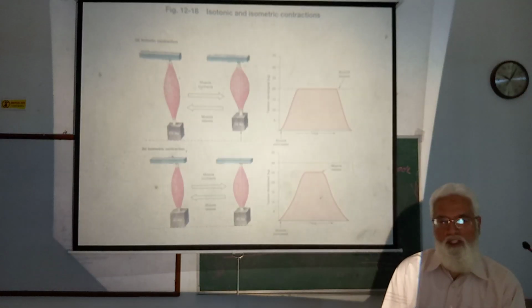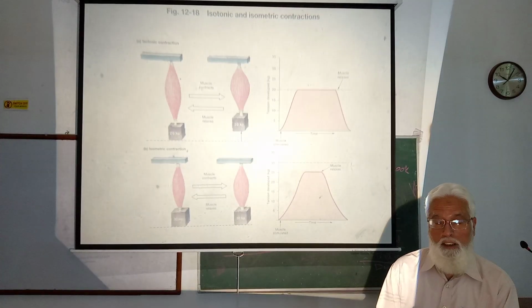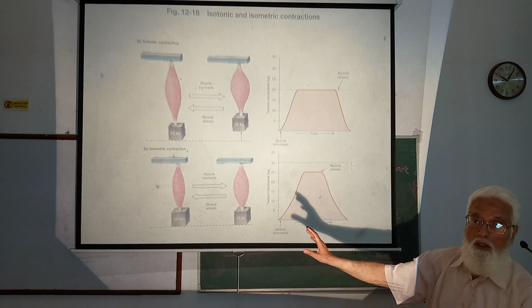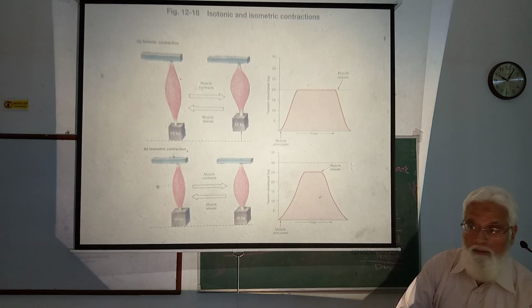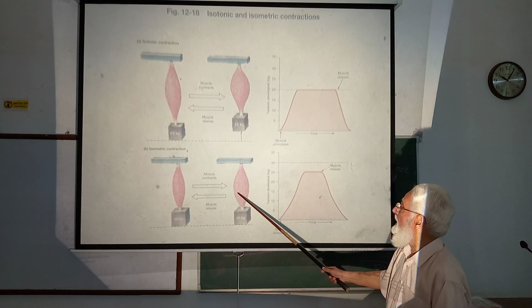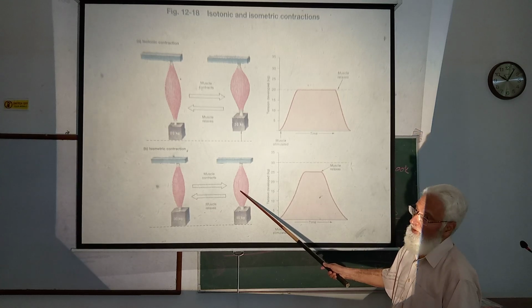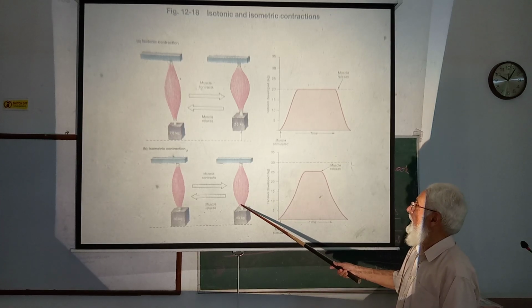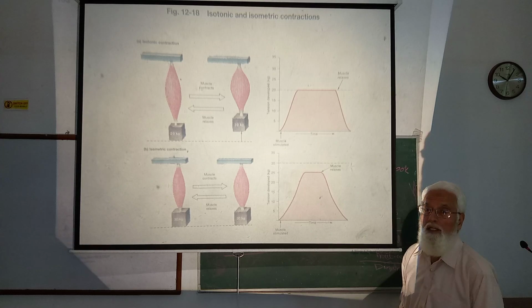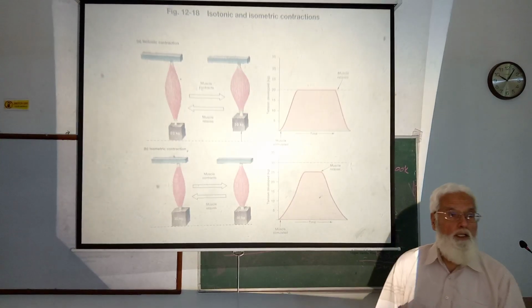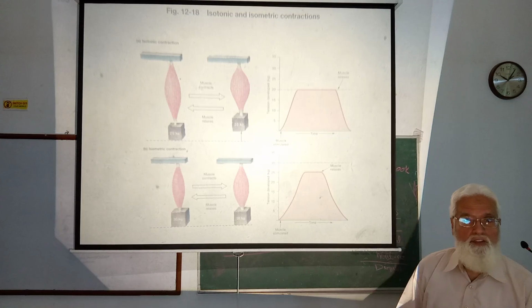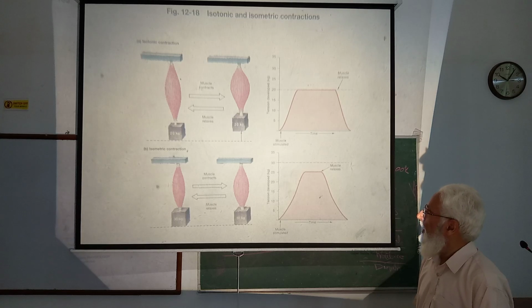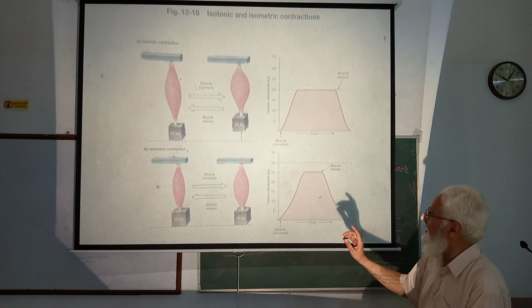In isometric contraction, as load is not lifted, load is not moved, so no external work is done. As no external work is done, much less ATP is utilized in isometric muscle contraction. So this was about the isometric muscle contraction.